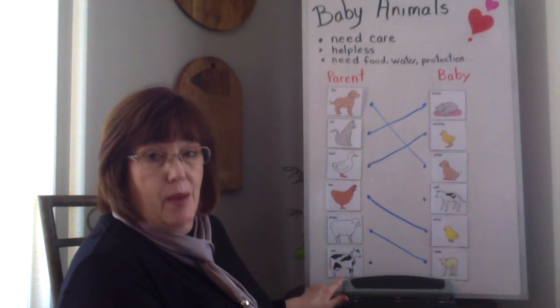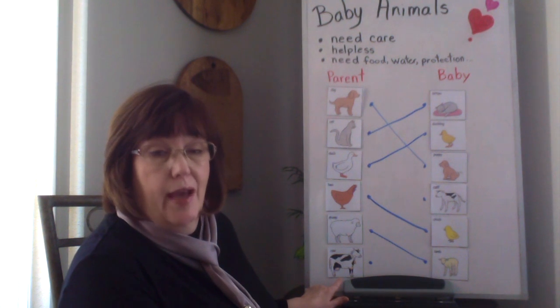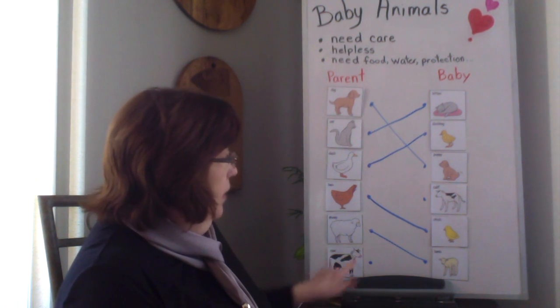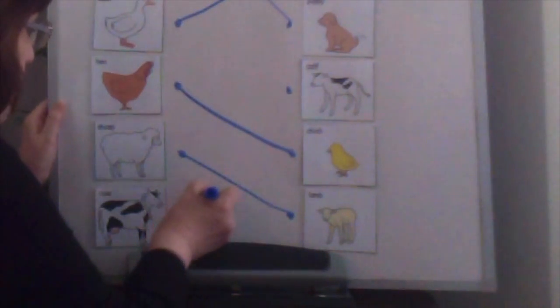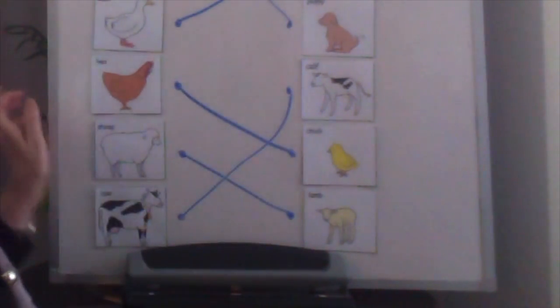And our last mama animal is a cow. And what does a cow have? A cow has a calf. And here's our baby calf. There you go, they're all matched up.